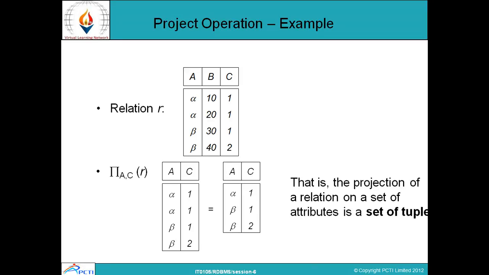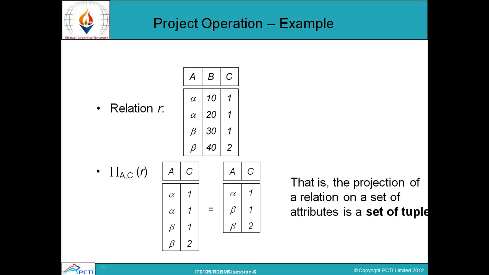This is the next example of the project operation we applied here. They take this relation R, with A, B, C as the columns here. In these columns we consider some data: alpha, alpha and beta, and some B values and some C values taken here. Now we extract using the projection operation A and C applied over the relation R. We extract columns A and C from this relation R.